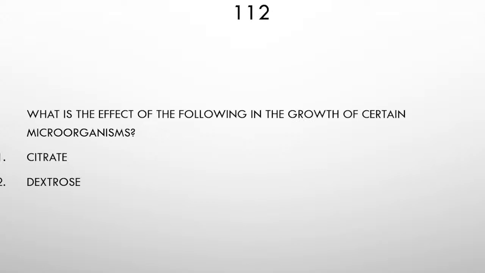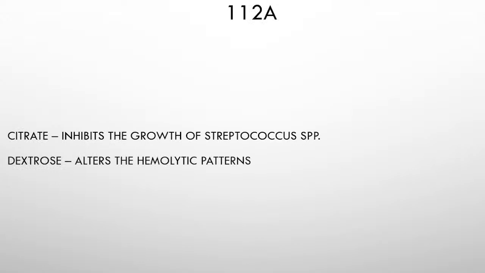What are the effects of the following in the growth of certain microorganisms? Citrate actually inhibits the growth of streptococcus, while dextrose alters the growth or the hemolytic patterns of microorganisms. What are the three types of hemolytic patterns nga ulit, guys? Please don't forget, I will type it in the chat.